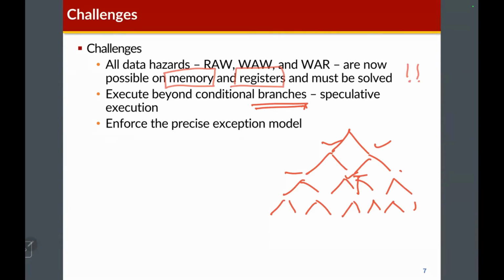The problem is that if we know the exact path of our program, then we can select more instructions from this path. If the program execution path is only one, we can pick many instructions from it. But because of the branch, we don't know which path will be executed, so we cannot pick many instructions in this path. That is another challenge of the out-of-order processor. And also precise exception.